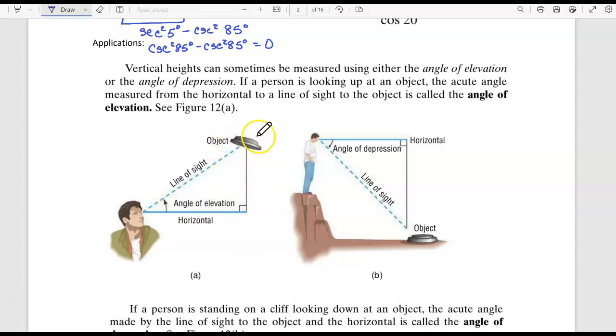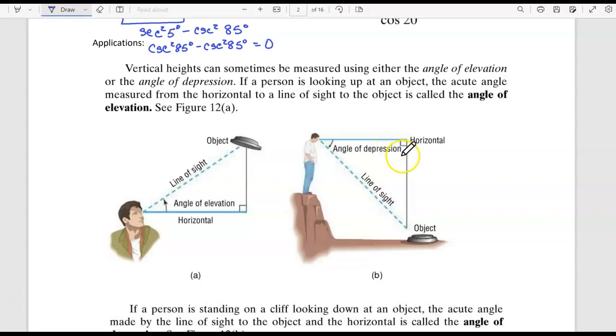Maybe, like I said, it's an airplane in the sky or a hot air balloon or the top of a monument. So we could drop a perpendicular from the object down to the horizontal, and we can build this right triangle. The angle of elevation is what we're looking when we're looking up at the object, and that's from the horizontal. When we're talking about angle of depression, now we're looking down at something.